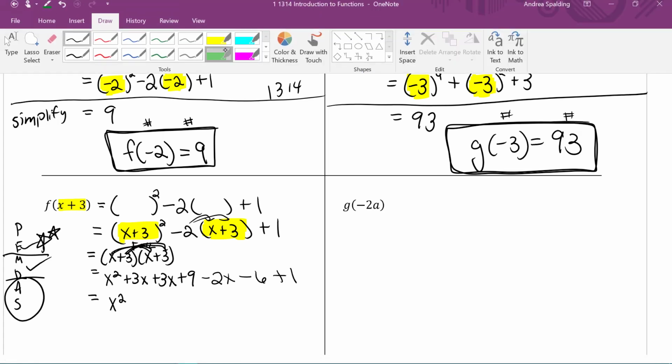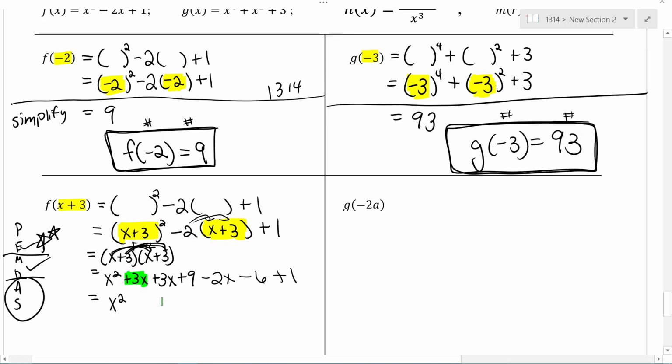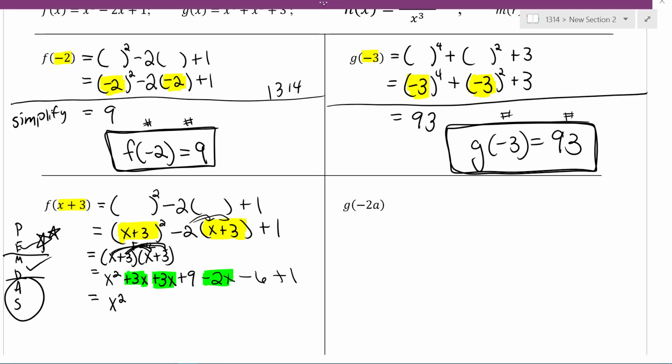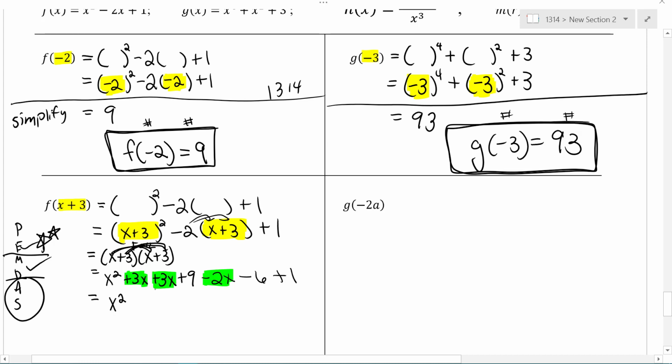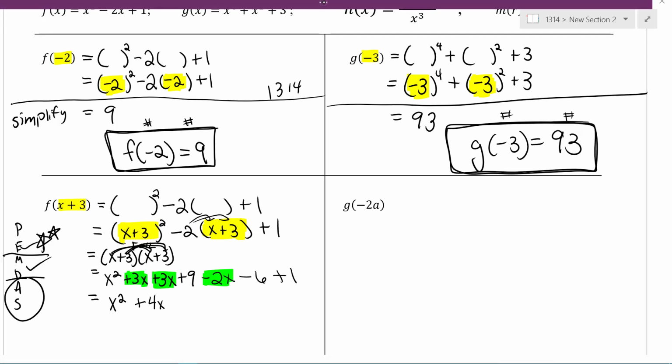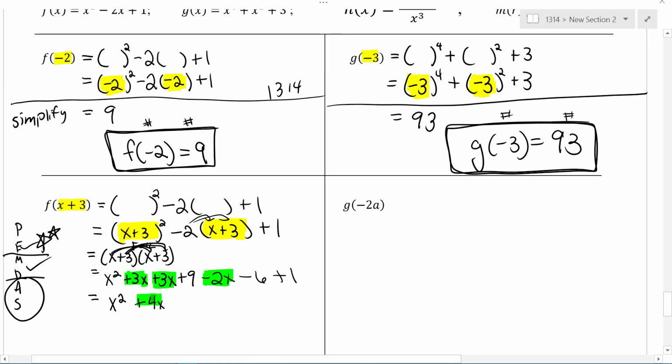Now, what about 3x? Does that have a like term? Are there any other x's? Yes, we have another 3x. Are there any other x's? Yeah, we have a -2x. So I can combine all of those. Those are all like terms. So 3 plus 3 is 6, minus 2x, that's a positive 4x. So when I combine all of those like terms, I keep exactly the same variable portion. So if they all have the same variable portion, combine the numbers in front, keep that same variable portion.